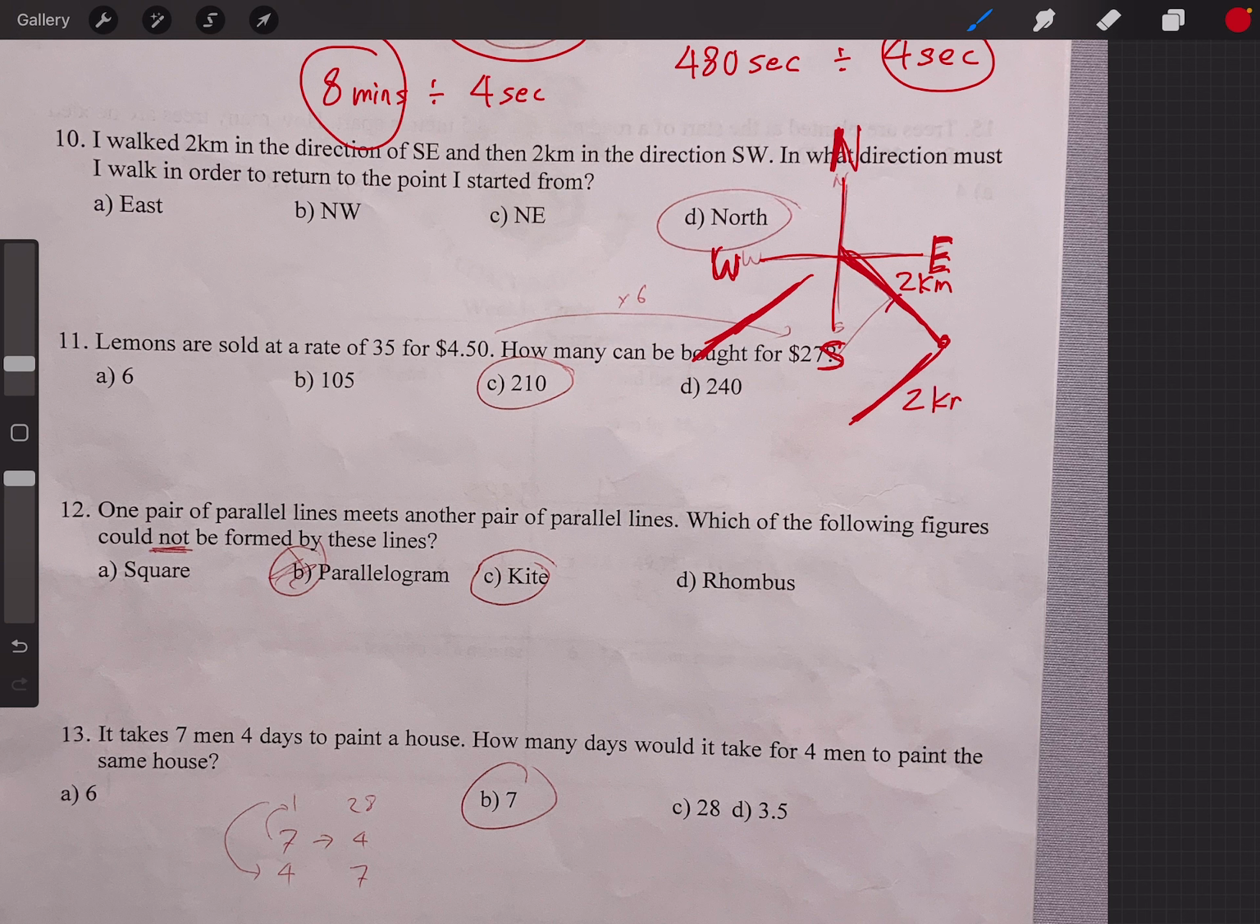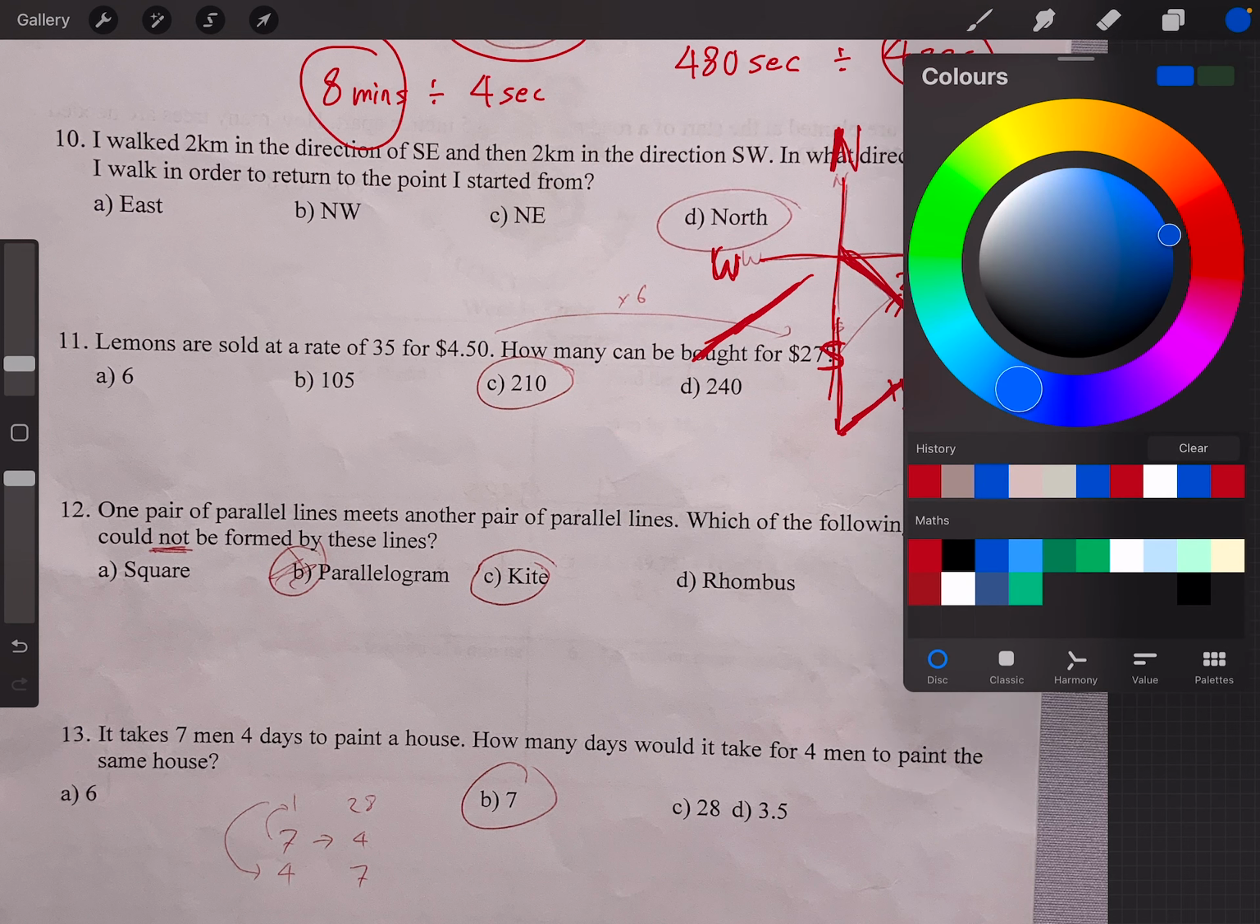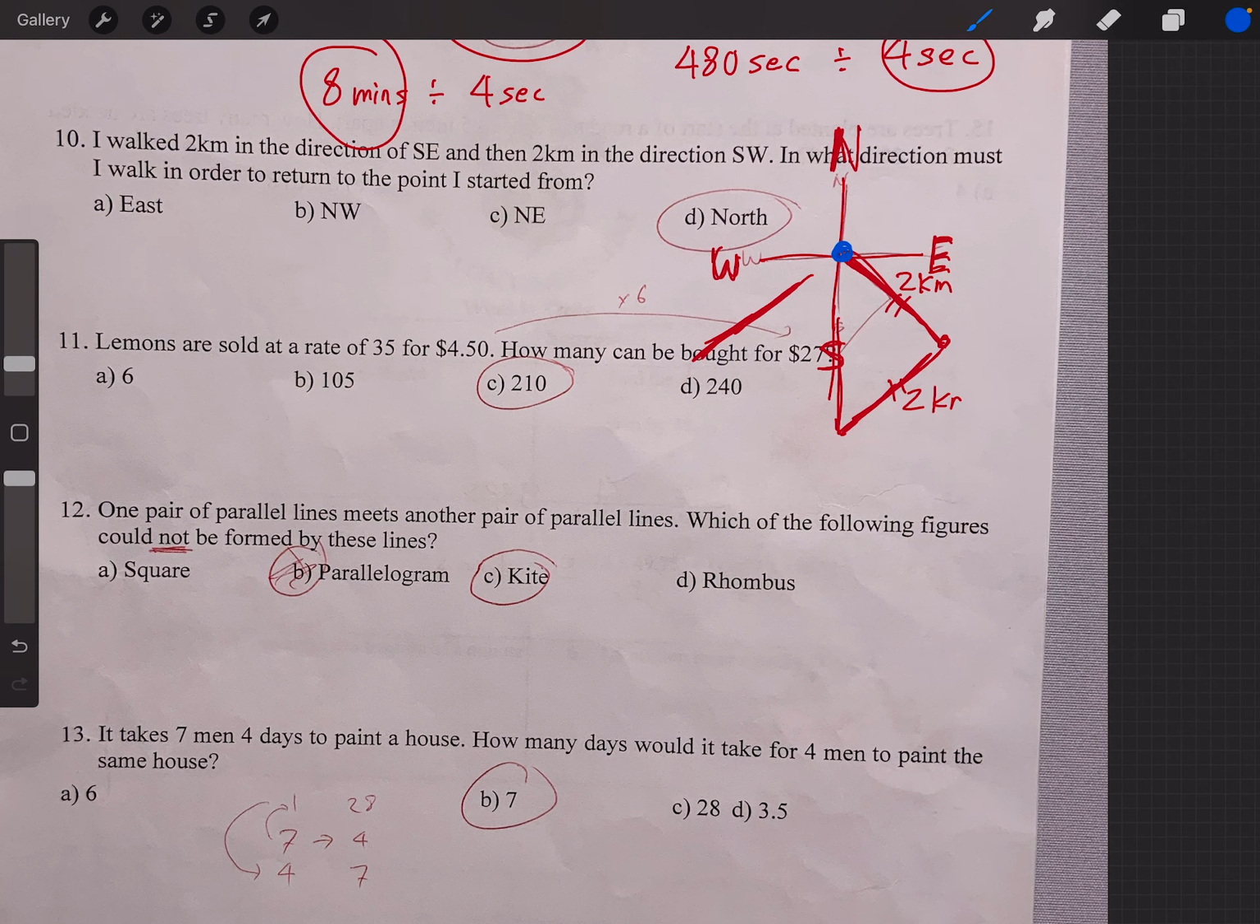And so this is now an isosceles triangle, okay? So that means, what direction must I walk to return to the point? You want to go back to where you started. This is where you started, and this is where you are right now. So to go back, you must go up that way. So that means north is the answer.